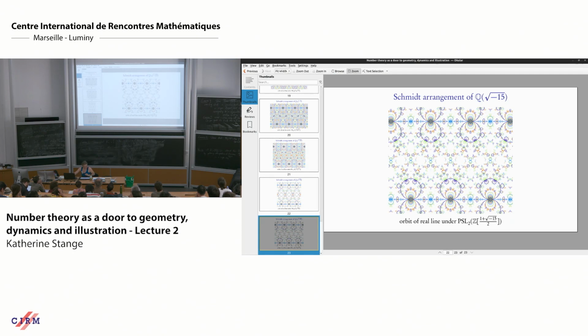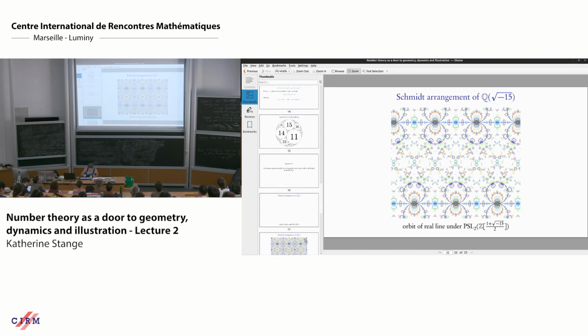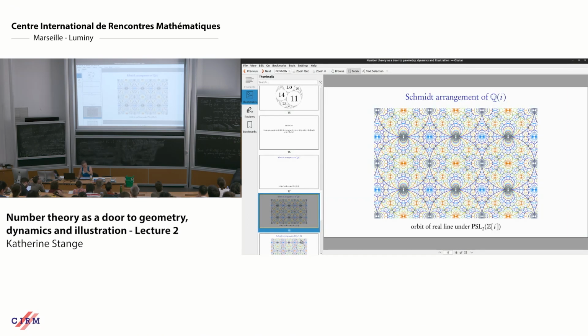Okay, so let me pull over yesterday's slides. So if you iterate this, this is what you get. This is the orbit of the real line under PSL2Z adjoint i, and actually you see exactly that configuration that I had up a second ago in the middle. So you've got the 2 lines.